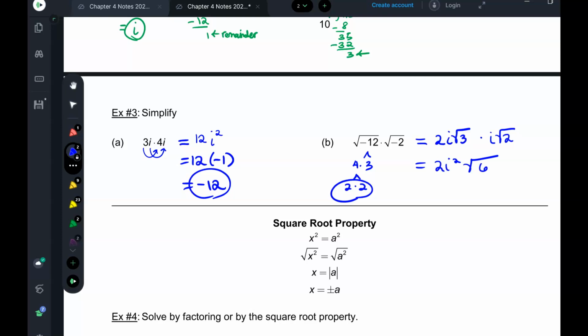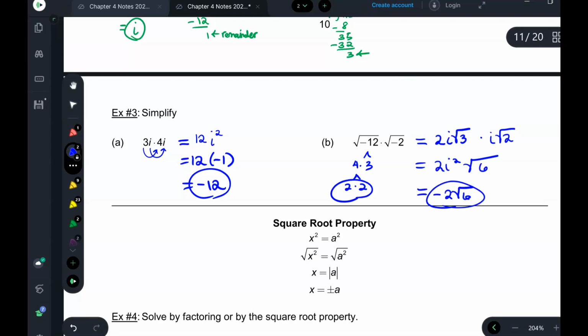You want to make sure you don't multiply these together and make that the square root of positive 24. This is an imaginary number, this is an imaginary number. Okay, what's i squared going to be? -1. So what would be my final answer? -2 times square root of 6. Because anytime you see i squared, you're just going to think that's a -1. So that just makes that a -2.